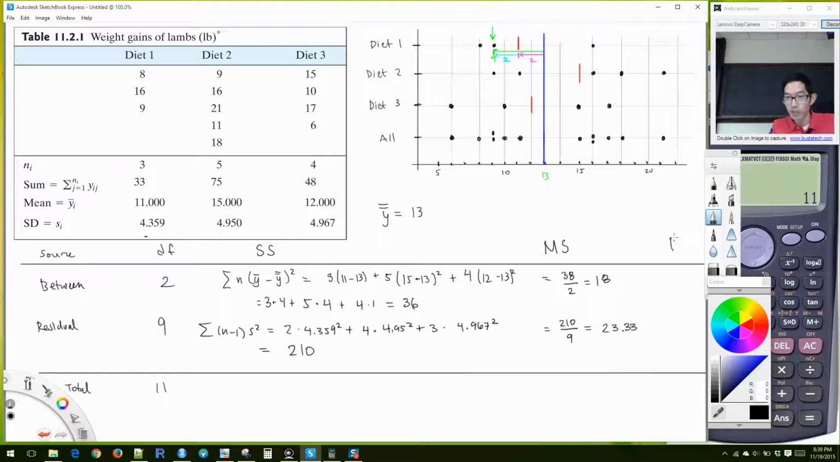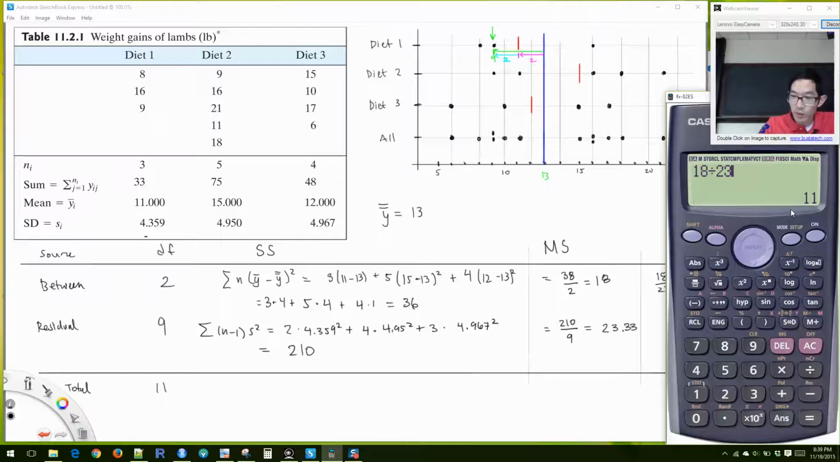And then our F statistic is 18 divided by 23.33. And this is equal, you don't have an F for the residual, okay? So 18 divided by 23.33, 0.77.